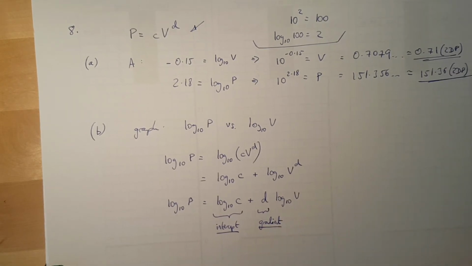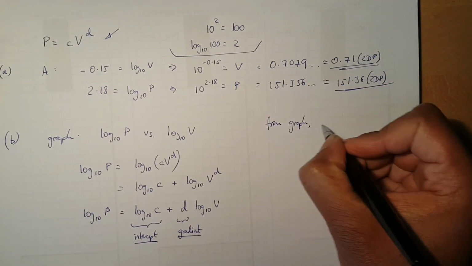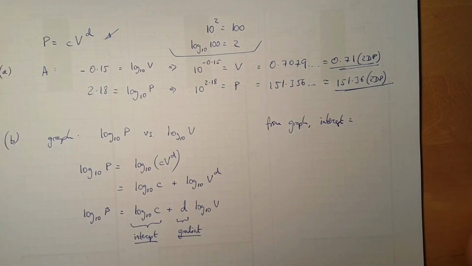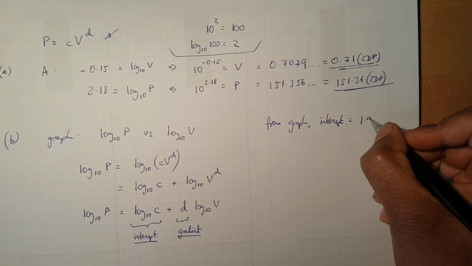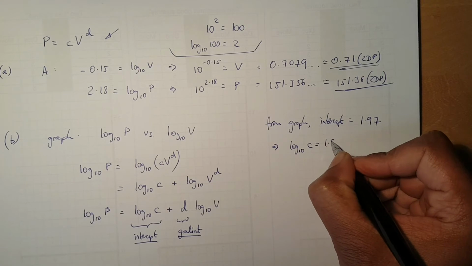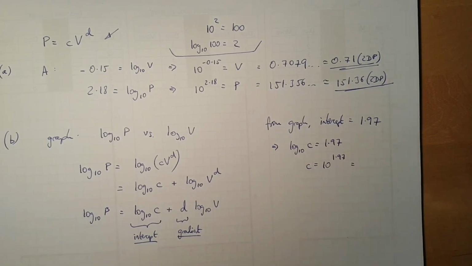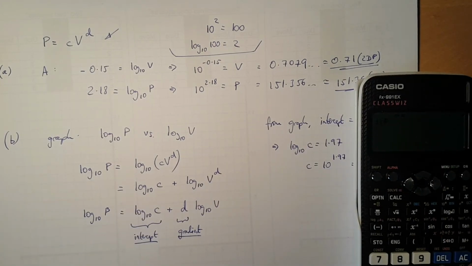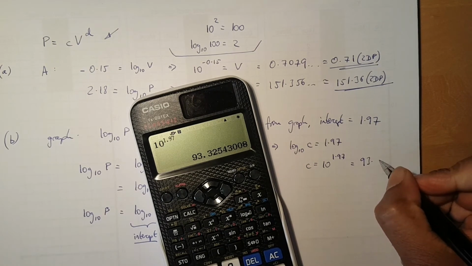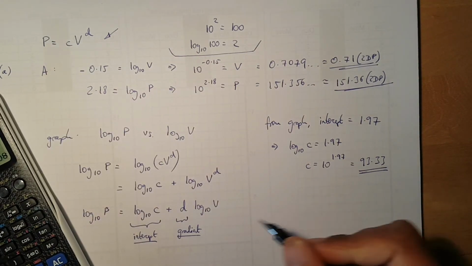So let's interpret these one by one from the graph. I would say from the graph the intercept is, reading from it, 1.97, which tells me that log to the base 10 of C is 1.97. So C equals 10 to the power of 1.97, which is 93.33 or so.